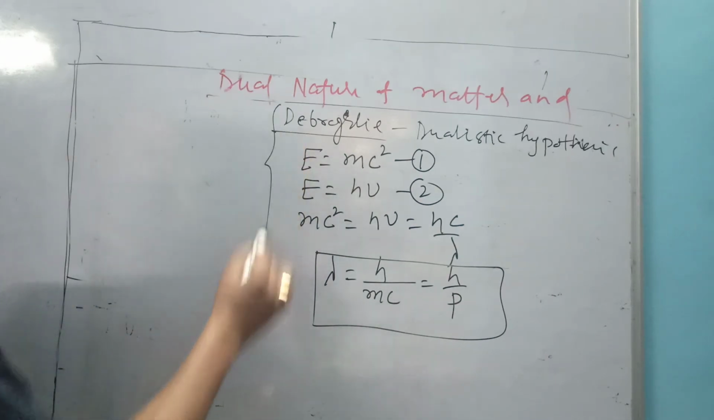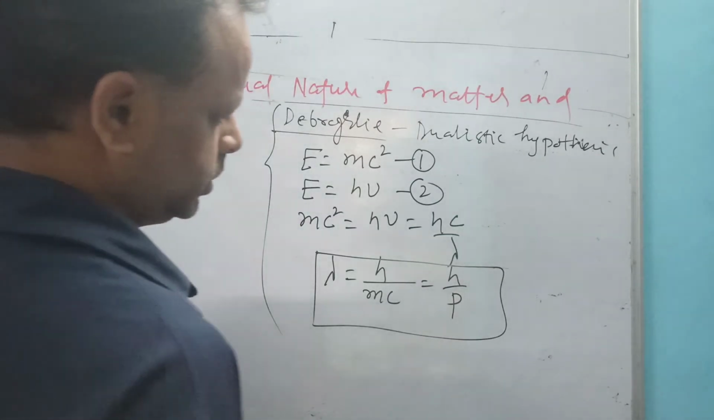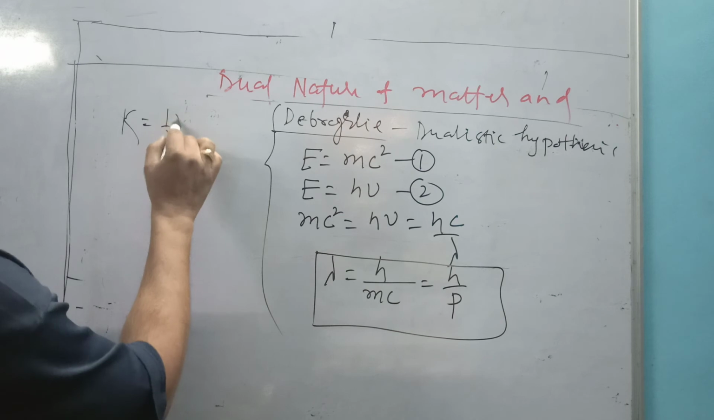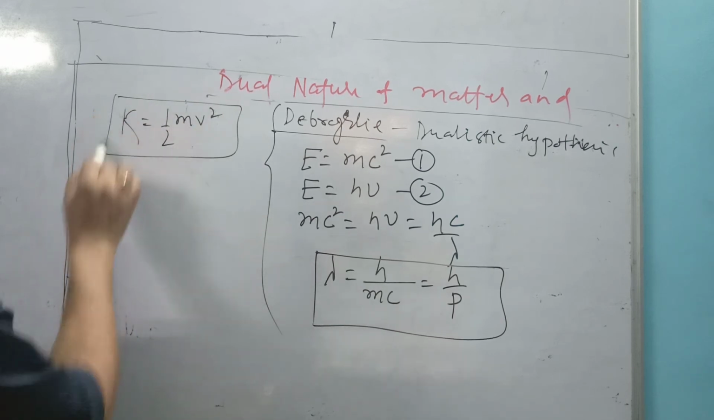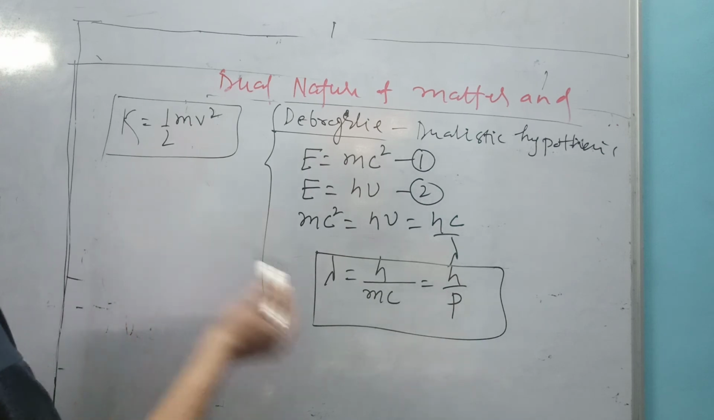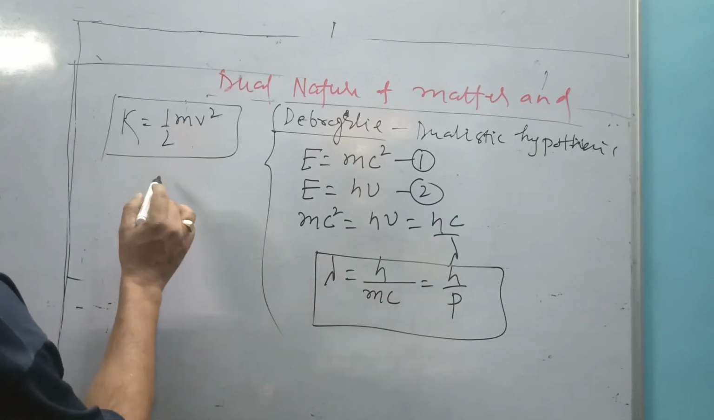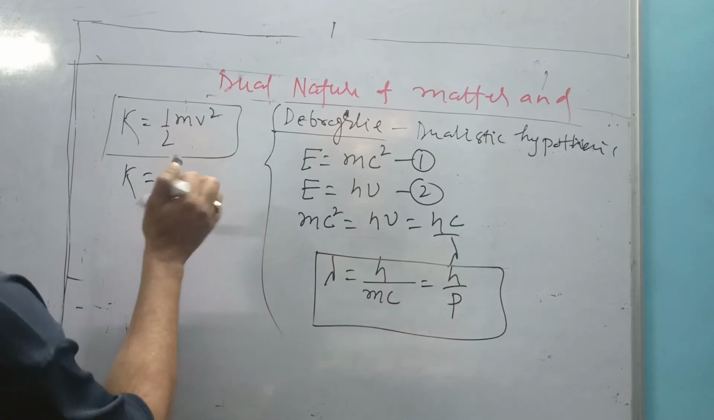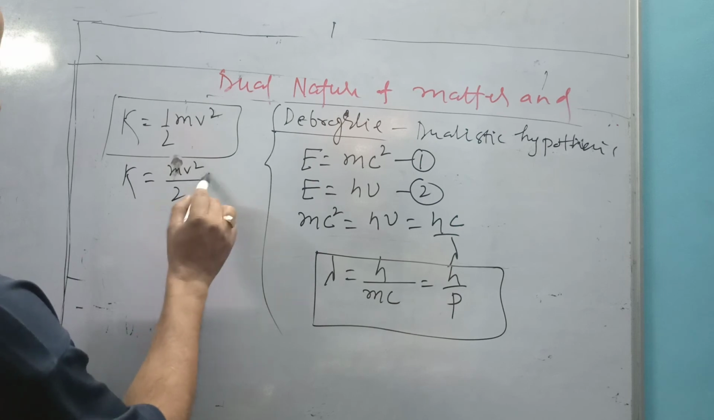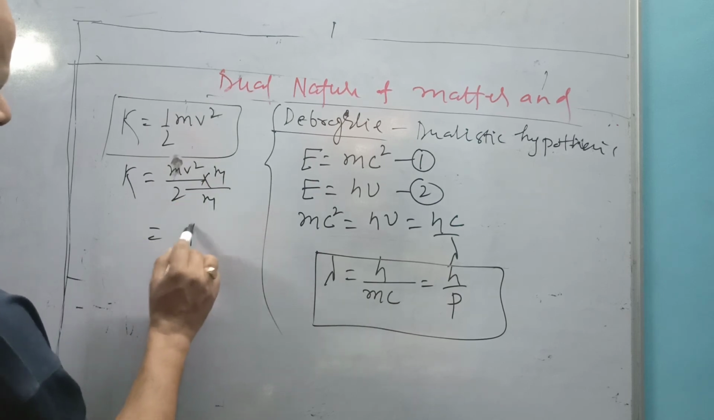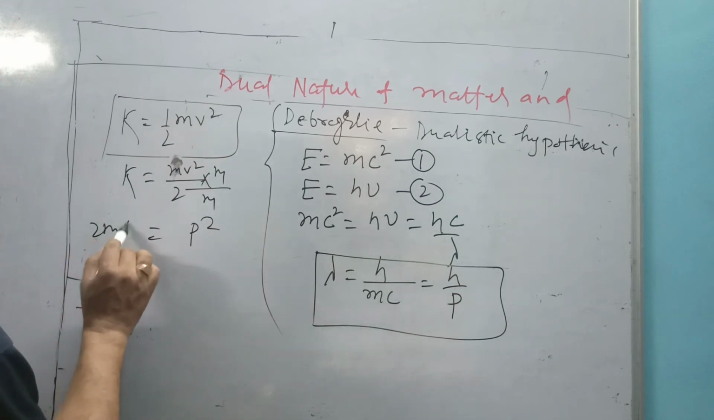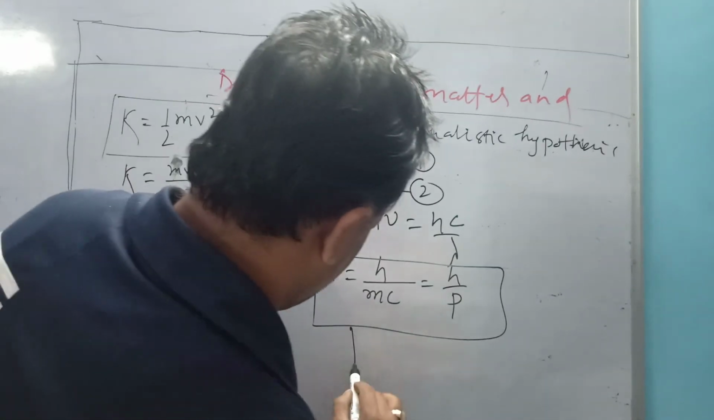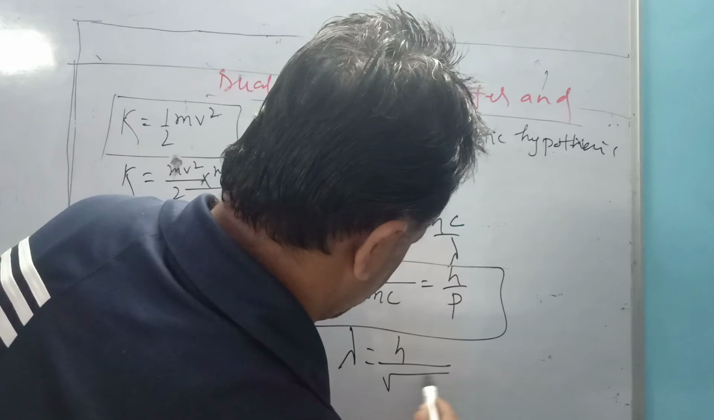See, there are a few numericals that are based on this. They can give you kinetic energy, that is half mv square, and there can be certain numericals based on it. Like we have to write it in terms of momentum. It is m squared v squared upon 2m. This is coming out to be what? p square upon 2m. Momentum can be written as root over 2mK. We can have lambda is equal to h by root over 2mK.